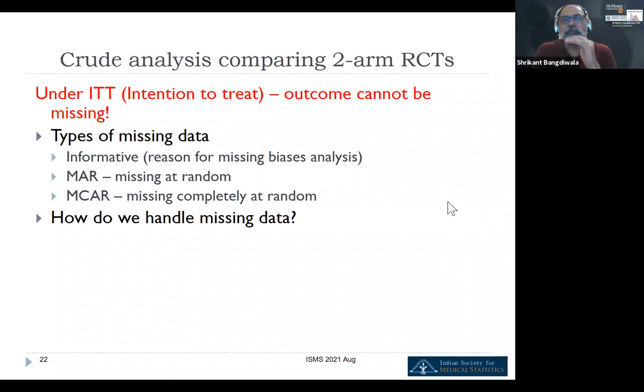And what's the difference between missing completely at random and missing at random? I'll give you an example. In a study of obesity, if you're going to weigh people and the outcome is the weight change of a person, people that have not dropped or maybe have increased their weight are more likely to not show up to be weighed. So now the reason it's missing is dependent on the weight or the weight change. So that is very informative.